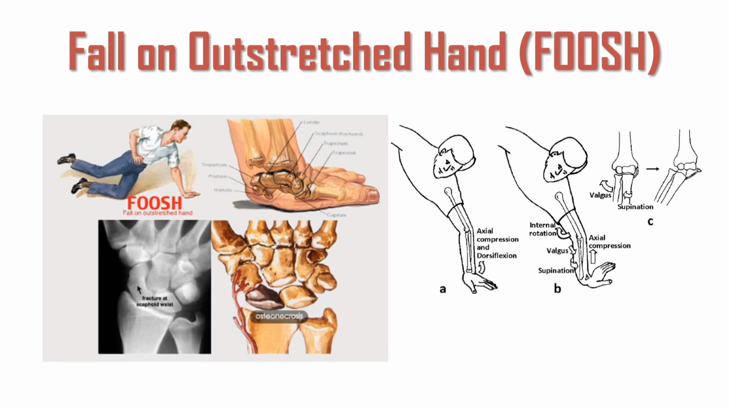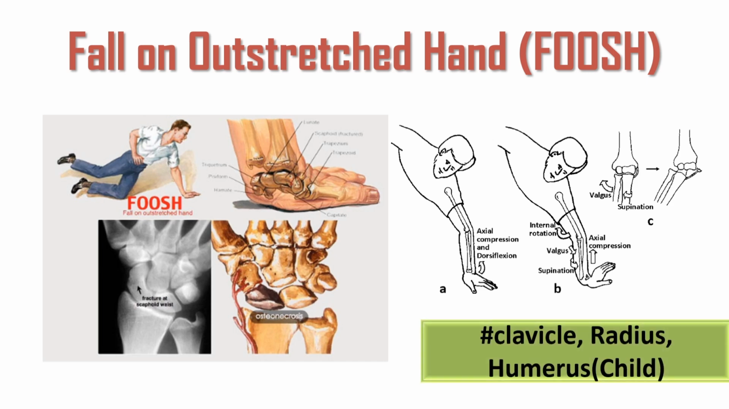First, fall on outstretched hand. It is also known as whoosh. When a person falls on outstretched hand, or any severe force is given to the shoulder, such as falling directly onto the shoulder, that actually transfers the force to the clavicle. So as a result, collar bone gets fractured. So clavicle fracture is the most common thing.